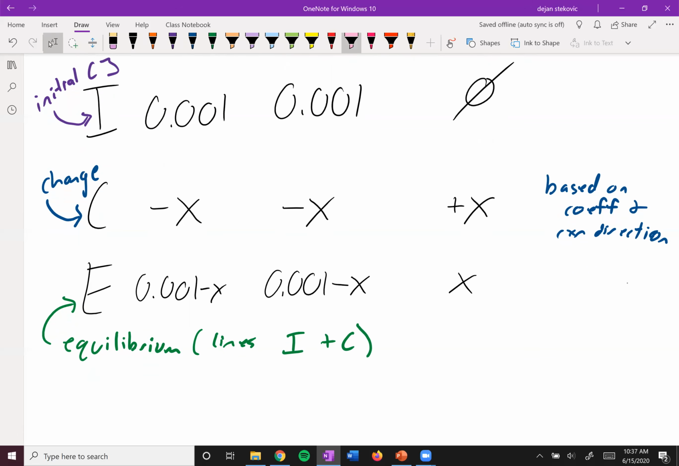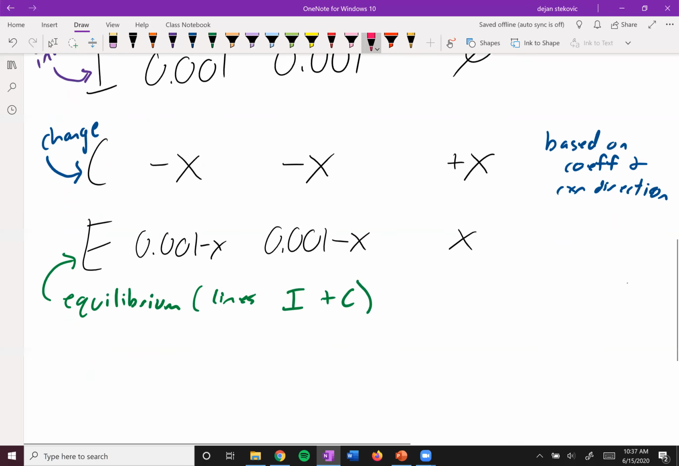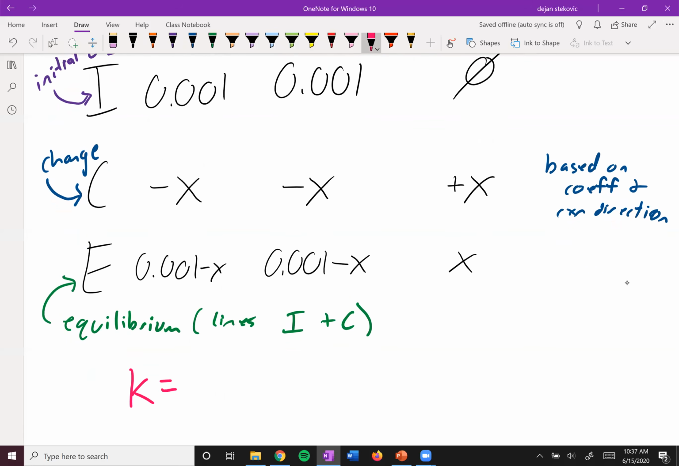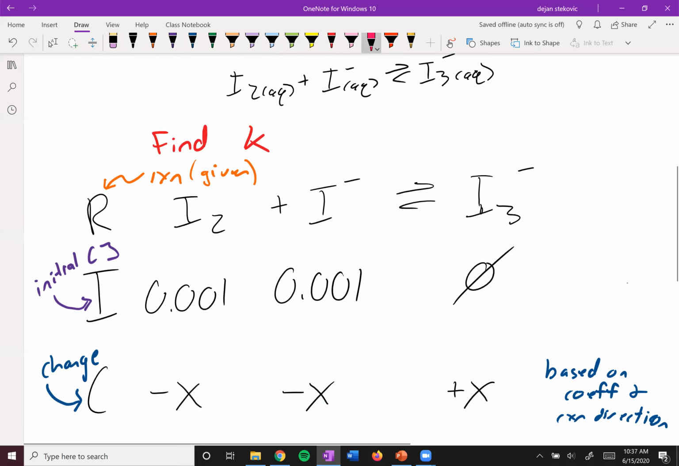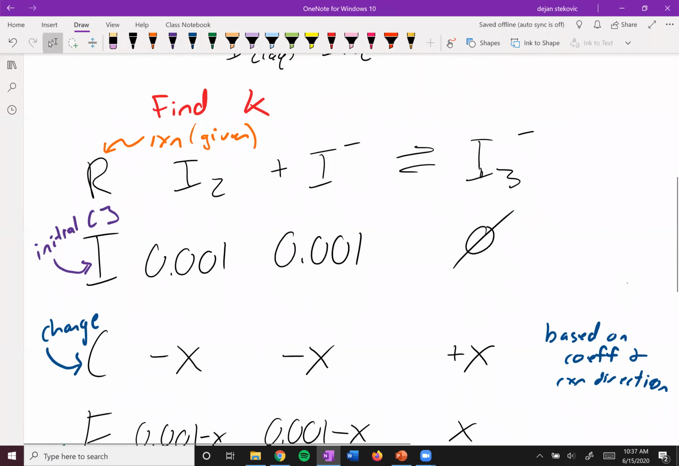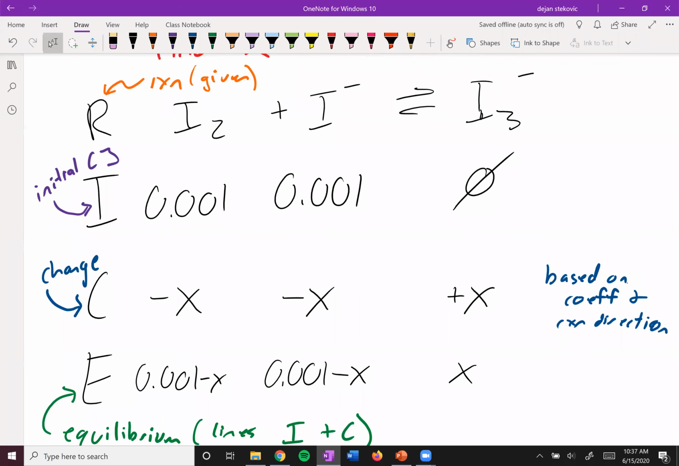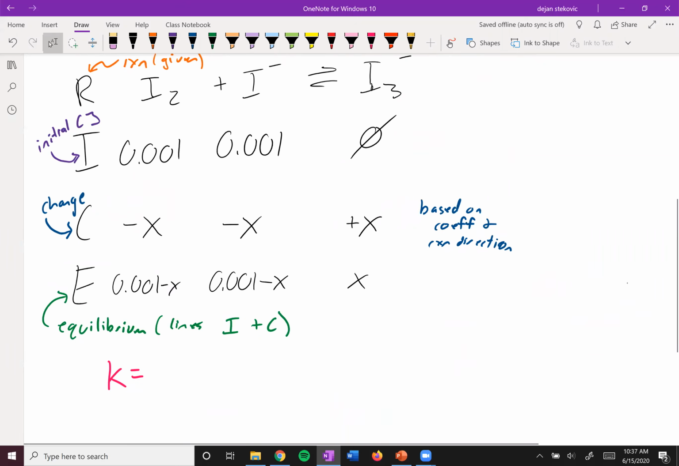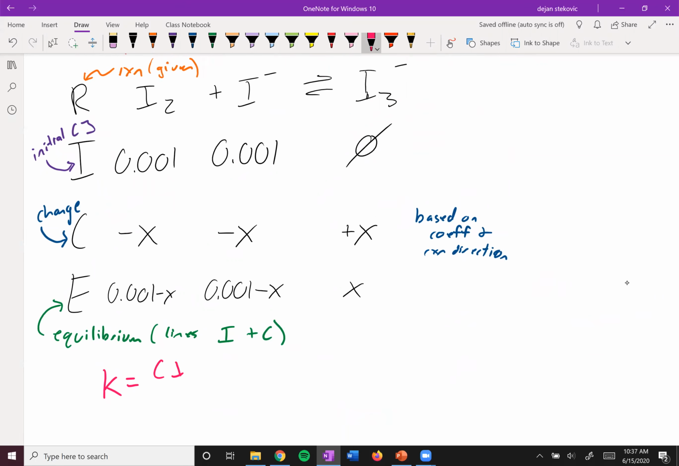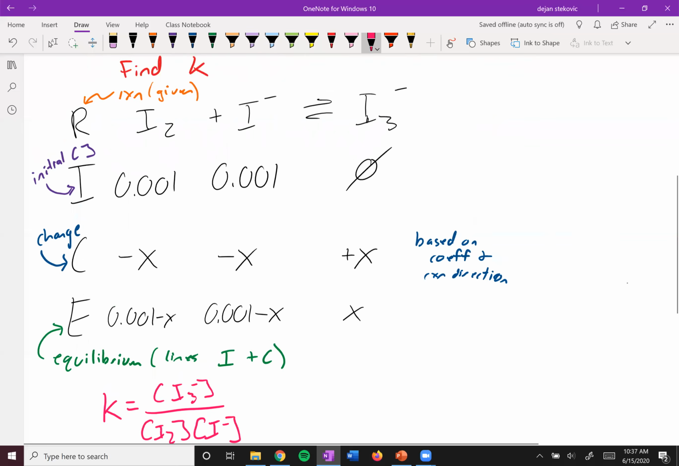And then the other piece of information that you want to make sure you write down is your K. What is your value of K, right? In this case, we don't know what the value of K is because that's what we want to find, but we can write a relationship for K, right? We know it's products over reactants taken to their coefficients. So I3 minus over I2, times I minus, right? So we know that we're good there.